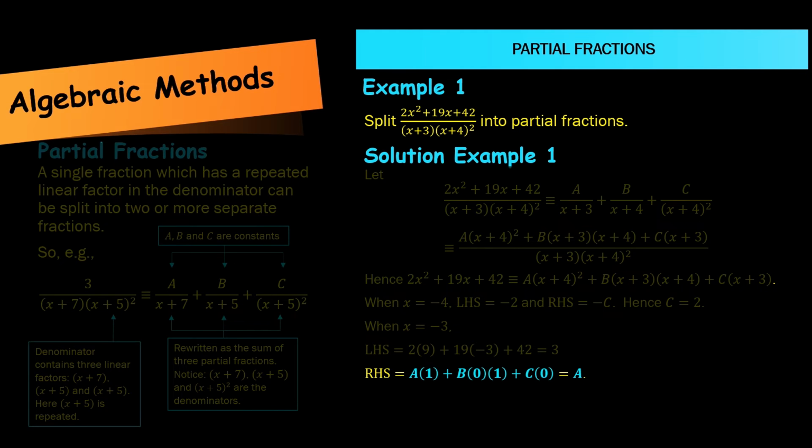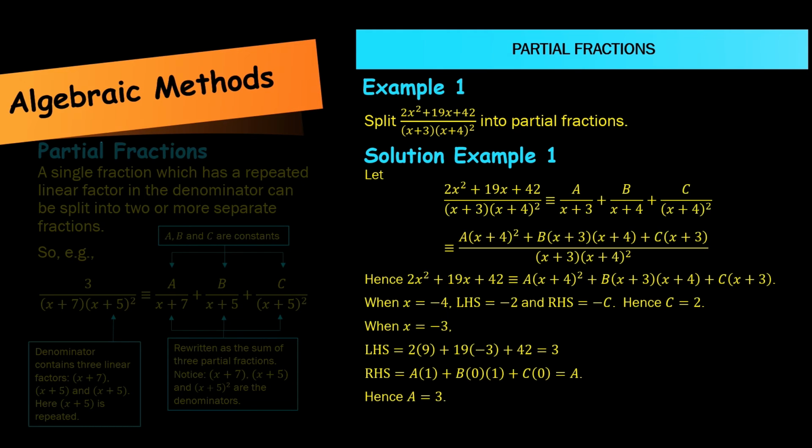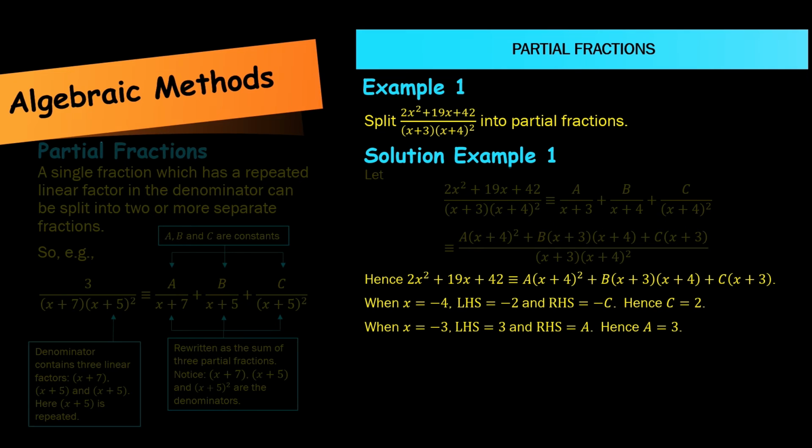So on the right-hand side, we are left with A. Since the left-hand side and the right-hand side are equal, we have that A is equal to 3. So now we have the value of A and the value of C. We only now need to find the value of B. Let's plug in x equal to 0 to simplify our calculations on the left and right-hand side, and also of course plug in A and C in order to find the value of B.